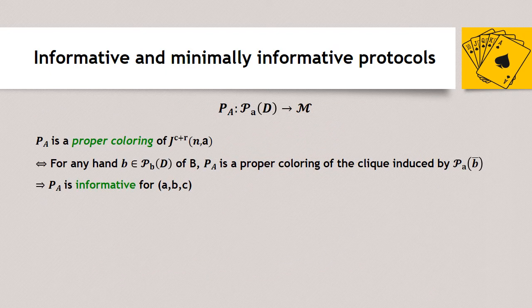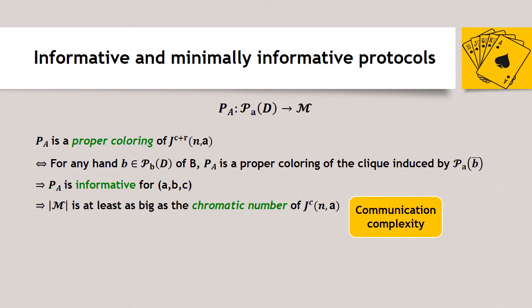Now, it is clear that for an announcement protocol PA to be informative, it needs to be a proper coloring of the distance C+R Johnson graph for parameters n and a, which means that for every possible hand that Bob could get, he would be able to tell Alice's hand after her announcement. This means that the amount of possible messages for an informative announcement protocol is at least the chromatic number of the distance C+R Johnson graph for parameters n and a.